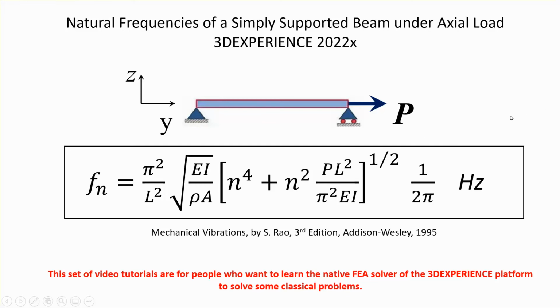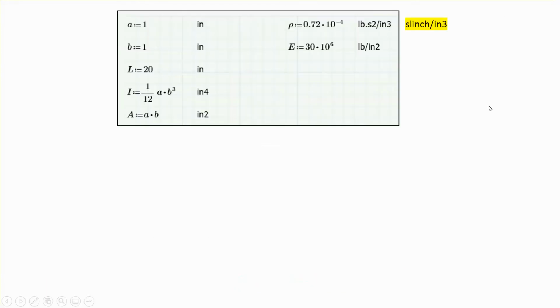Now, the ends are simply supported. So obviously, if you have any other condition at the ends, this is not going to apply. The data that I've taken is some values like this. So the cross section, I'm assuming that it is a square, 1 inch by 1 inch. The length of the beam is 20 inches long.